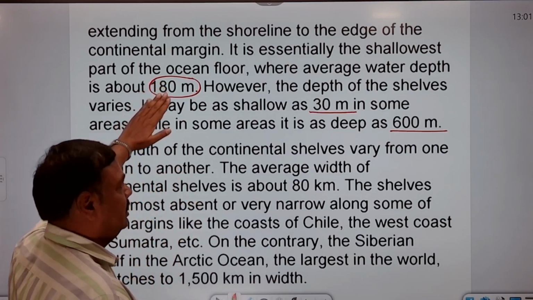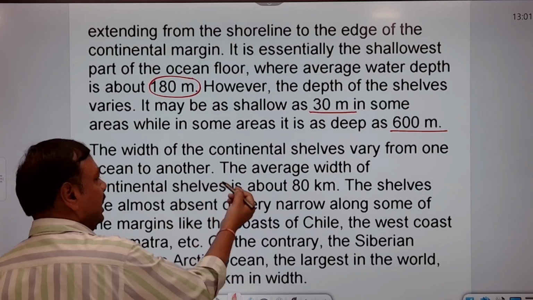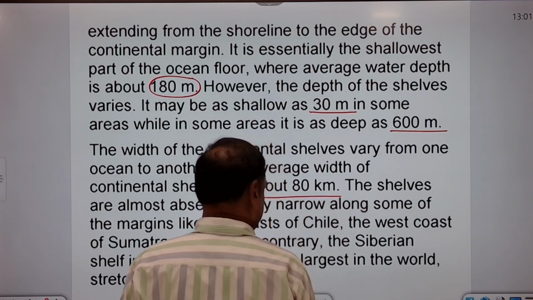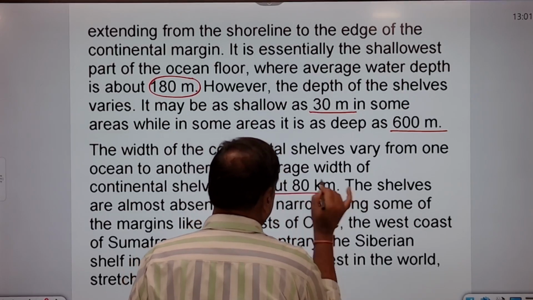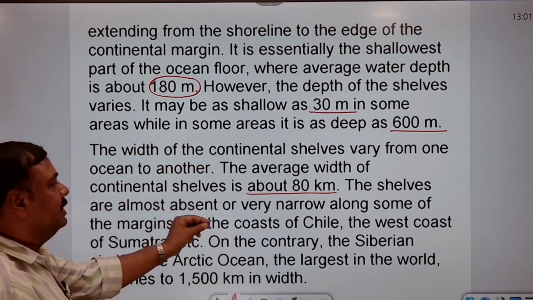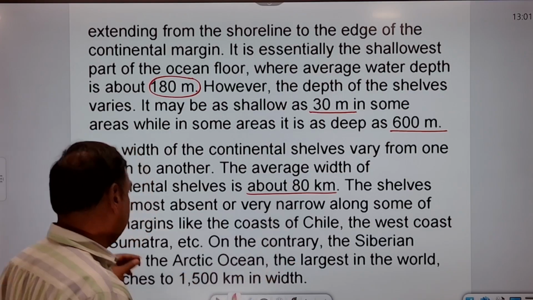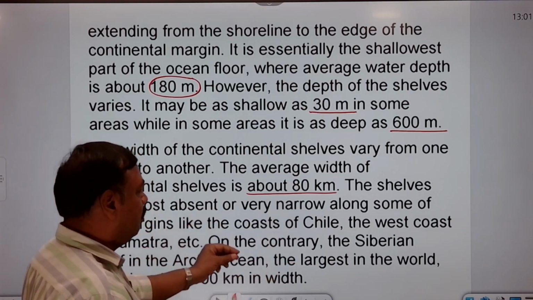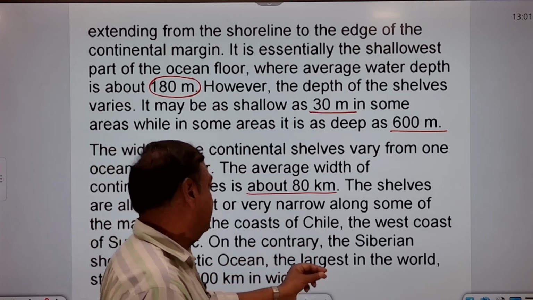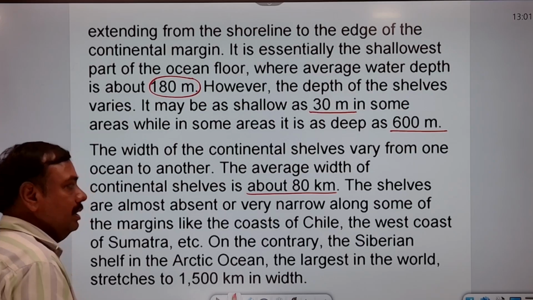Again, we have discussed depth here. Then the width of the continental shelf varies from one ocean to another. The average width is taken as about 80 kilometers. But the major thing is what? The shelves are almost absent or very narrow along some margins, like the coast of Chile and the west coast of Sumatra. On the contrary, the Siberian shelf in the Arctic Ocean, the largest in the world, stretches up to 1500 kilometers in width.